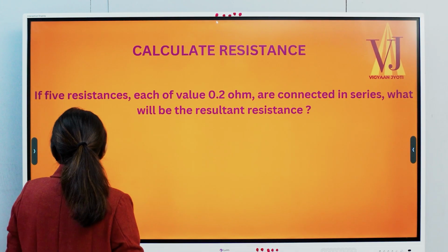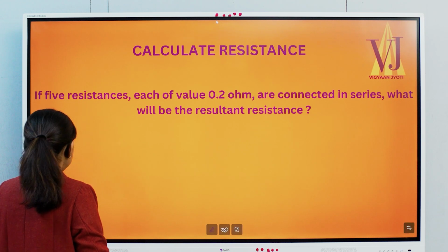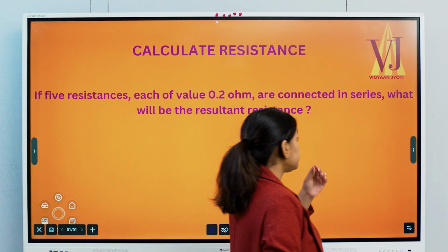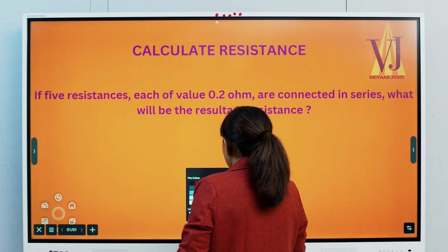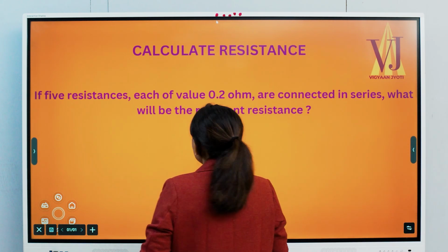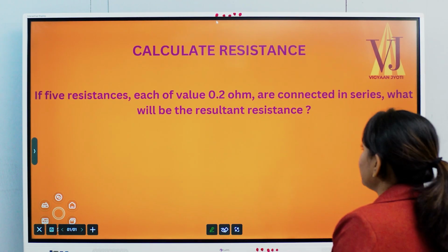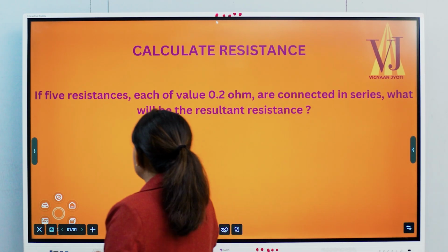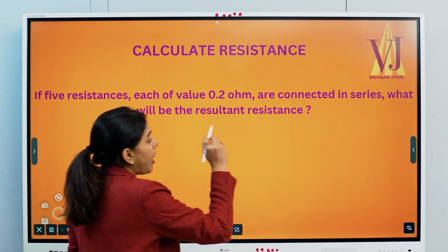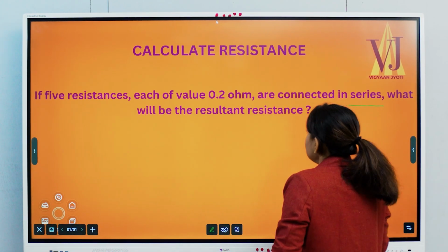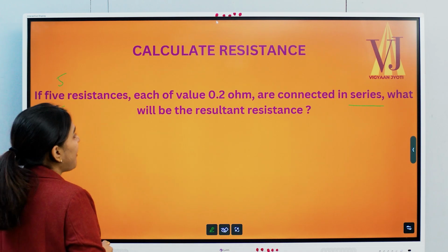Now we will come to some numericals. If 5 resistors each of value 0.2 ohm are connected in series, what will be the resultant resistance? First of all, you have to find out how they are connected. They are connected in series. And how many resistors are there? There are total 5 resistors.